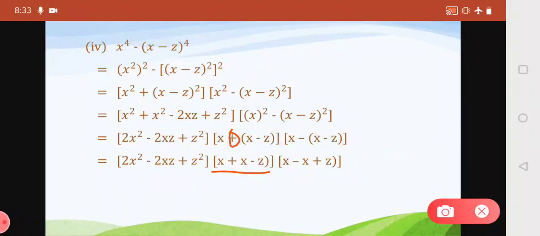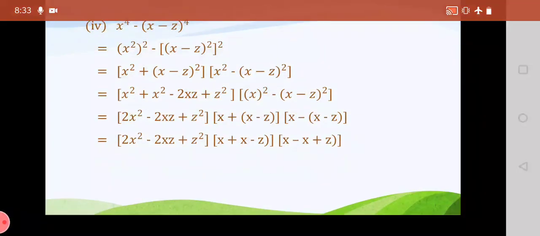Now in the third bracket, as there is a minus sign before the bracket, the signs of the terms inside the bracket will change. If it is minus, minus will become plus. If there is plus, plus will become minus. So we write x minus x plus z, because here there is the minus sign, it will be changed into plus, that is, minus minus becomes plus.